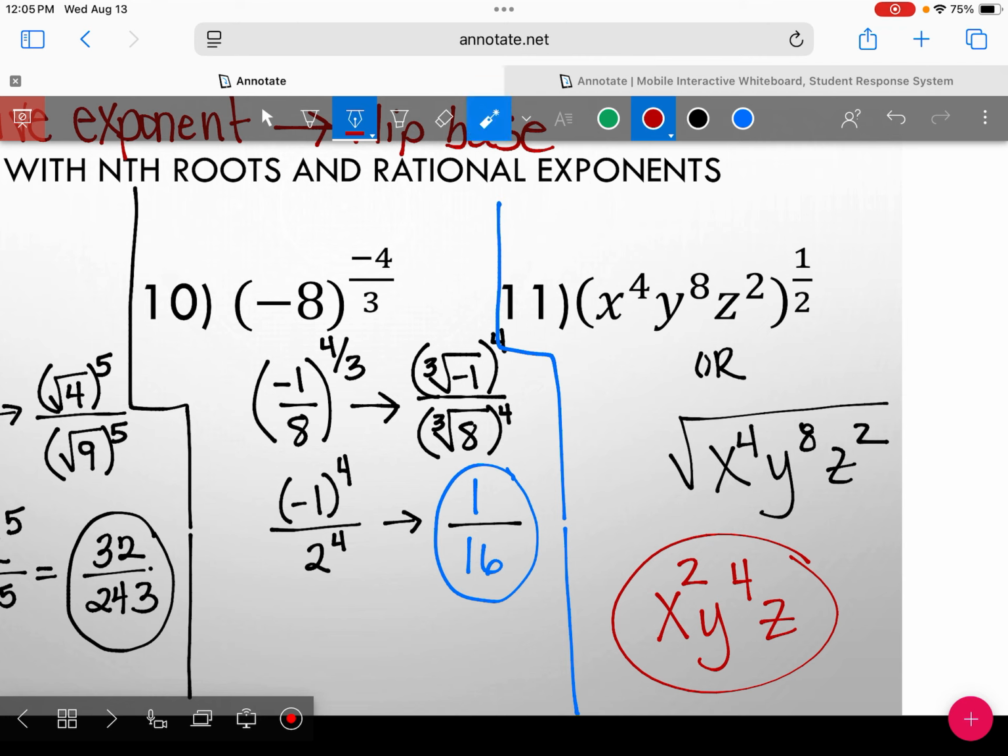And you can get that two different ways. You can multiply the 1/2 to get it, so you're just cutting all your exponents in half. Or you can think about it as, if you have 4 people, how many groups of 2? If you have 8 people, how many groups of 2? All right, any questions about number 10?